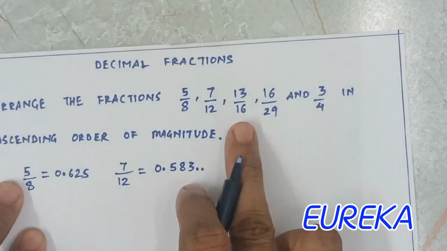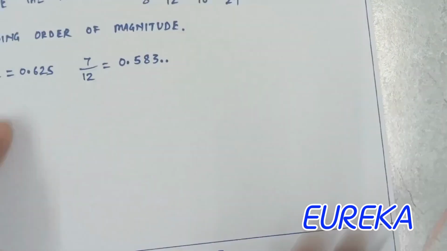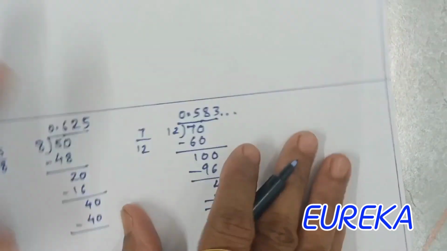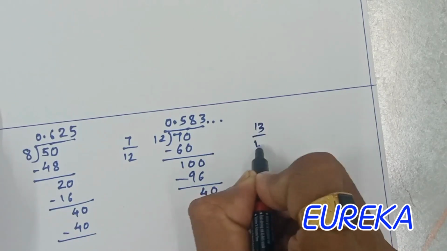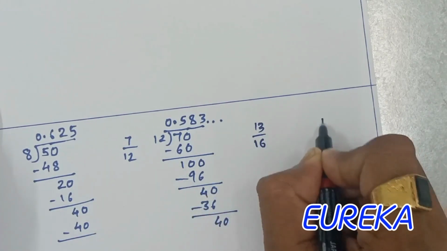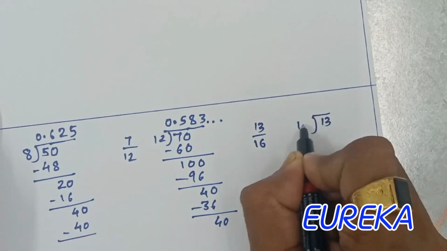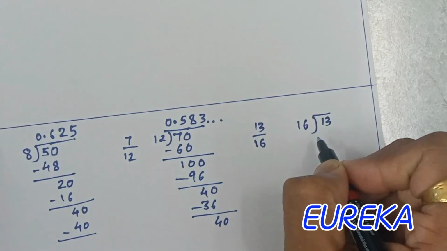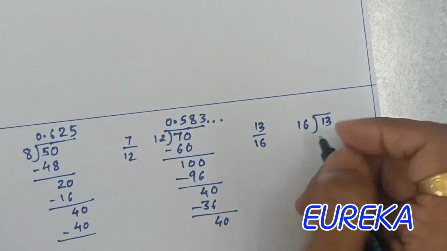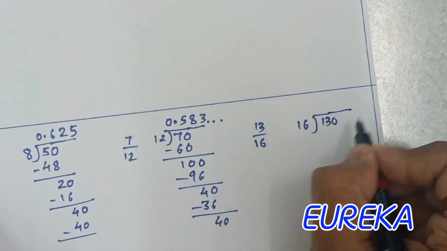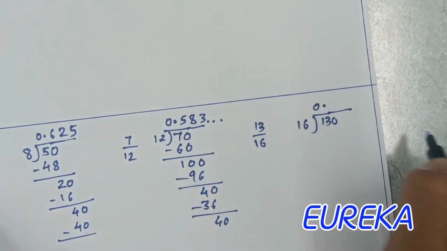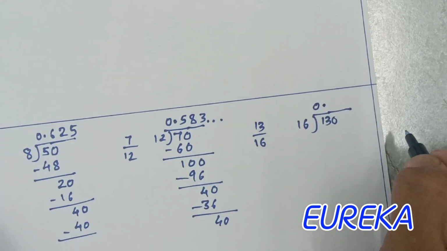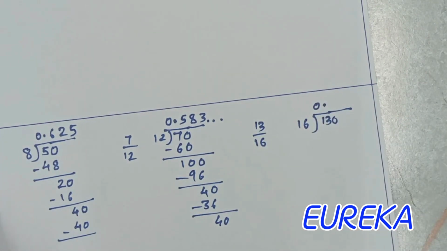Next number is, can we see, 13 by 16. So we'll do 13 by 16 division. So I have to divide 13 by 16. Clear? So if I divide 13 by 16, I know I'll have to write 0, and if I write 0, I'll have to write here 0 point. Now the 16 table we must know here.